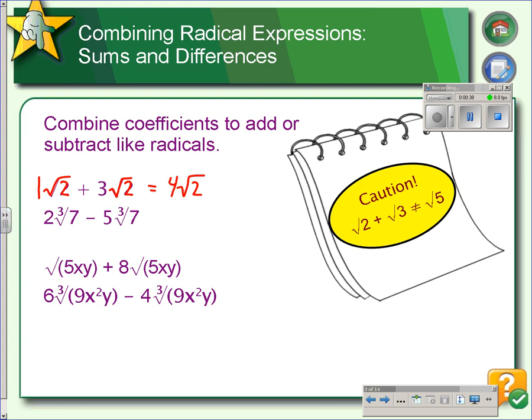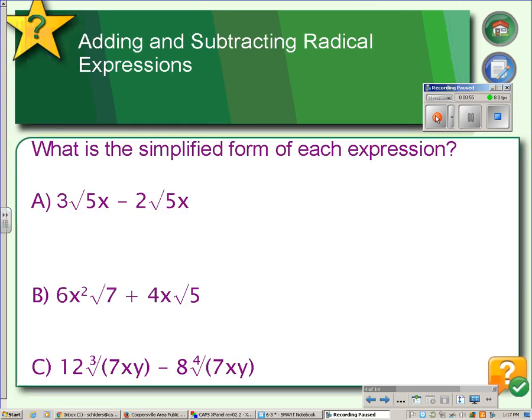In the second example, we're subtracting. Since they're both cube root of 7, we can subtract the coefficients. 2 minus 5 is negative 3, and you keep the cube root part exactly the same. Okay, these other two examples we can go over in class.